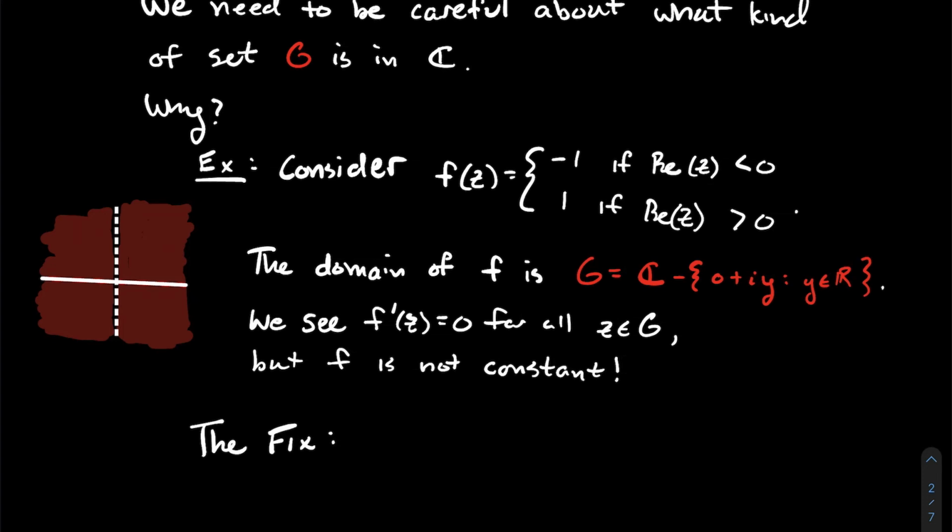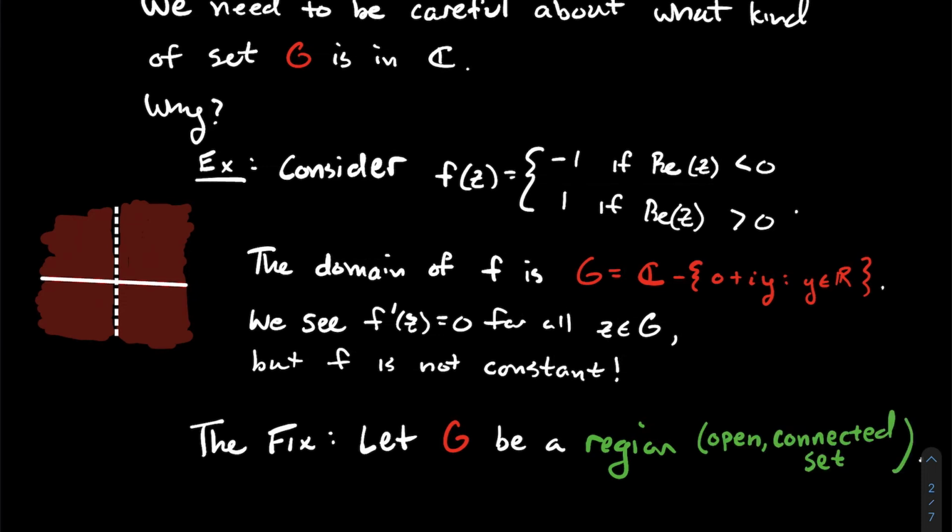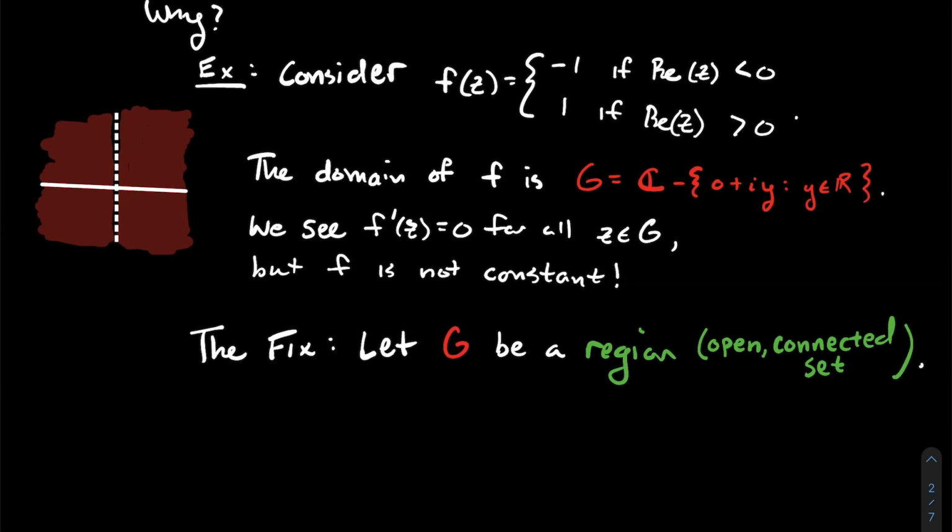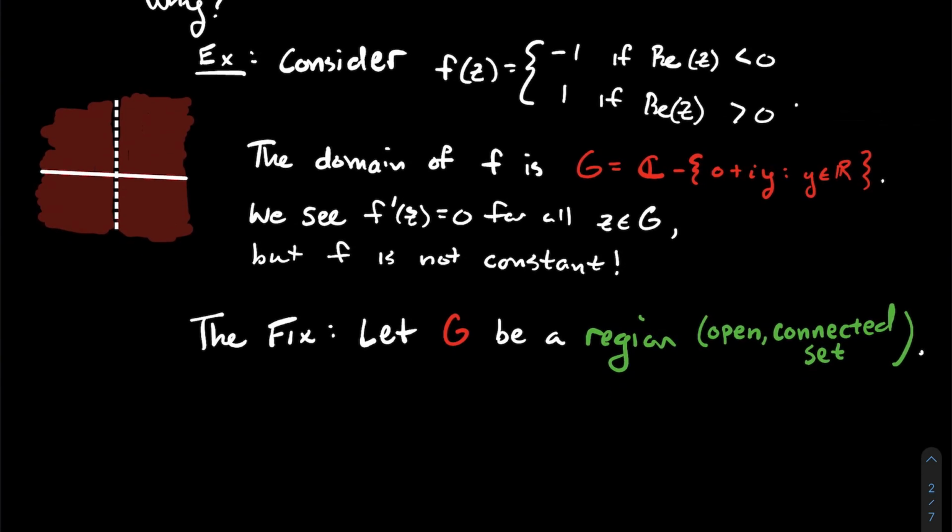So the fix in the complex case is to go ahead and let G be a region. And I colored that word green because region, in a complex class, or maybe a topology class even, has some baggage to it. It's a definition. That means it's an open connected set. So when you see the word region, it's open. So every point inside the set has a little disk centered at that point that's completely contained in the set, and it's connected. So it cannot be split into two non-empty, non-overlapping open sets.